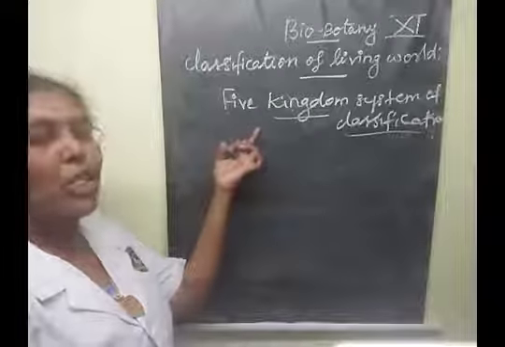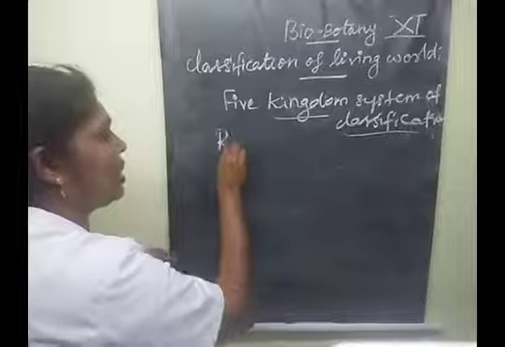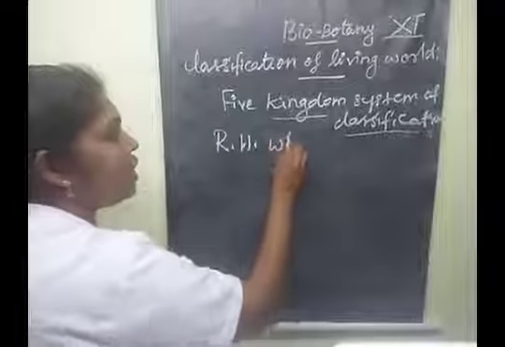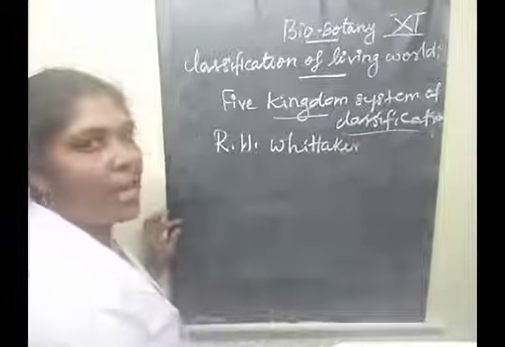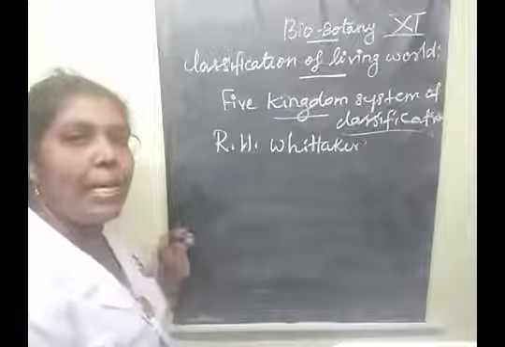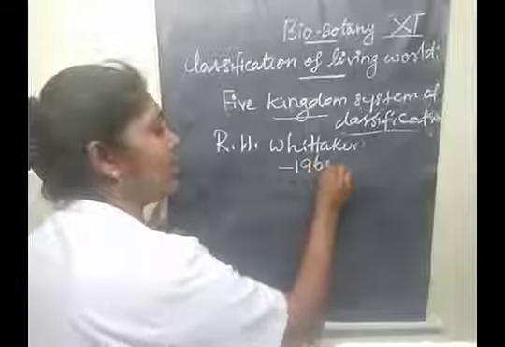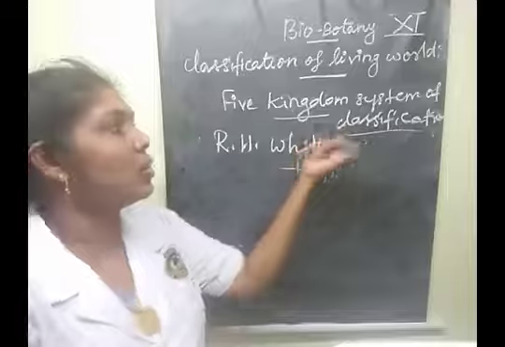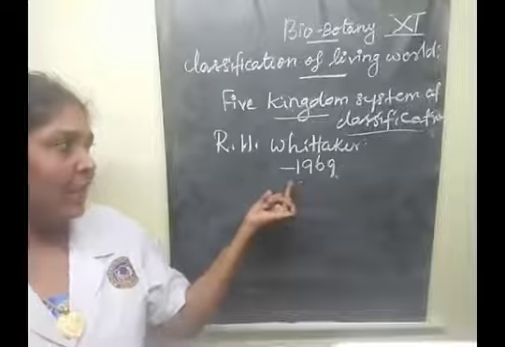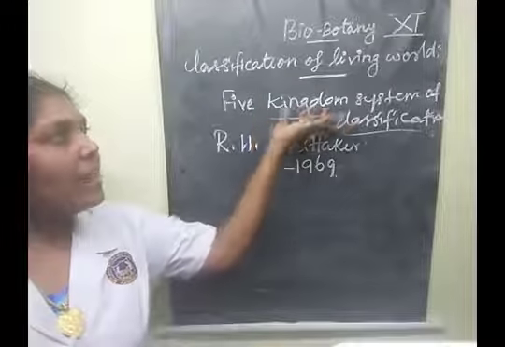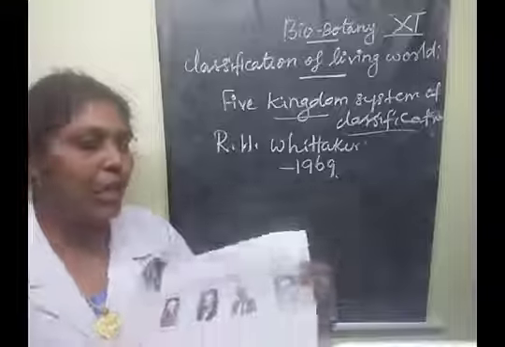The taxonomist who proposed this 5 kingdom system of classification is known as R.H. Whittaker. This person is an American taxonomist. In the year 1969, he proposed the 5 kingdom system of classification. What are the kingdoms in the 5 kingdom system of classification? What are the kingdom names, children?